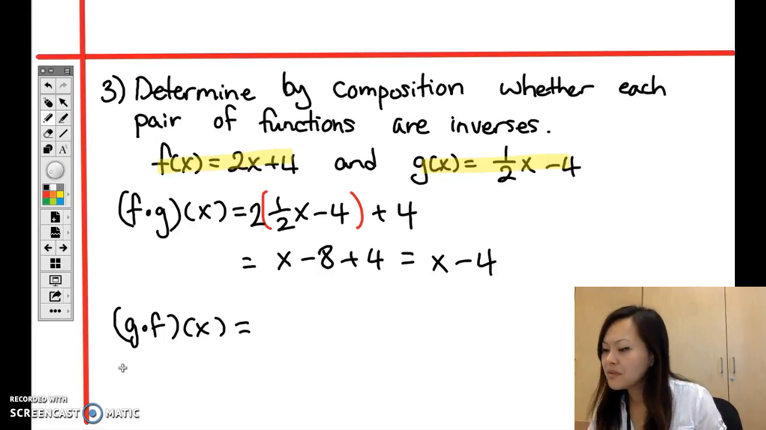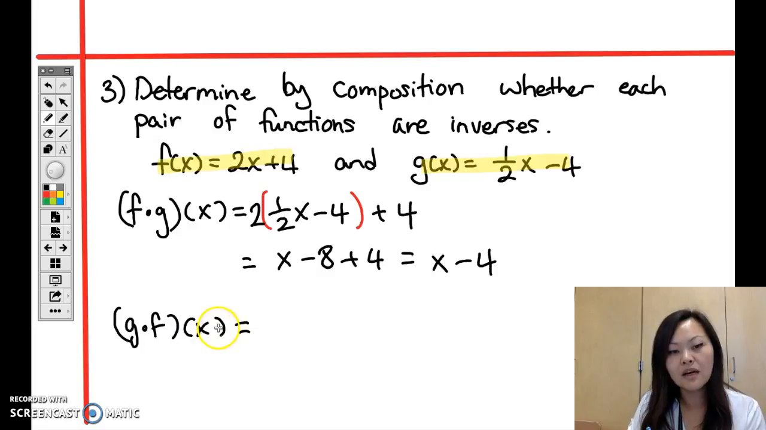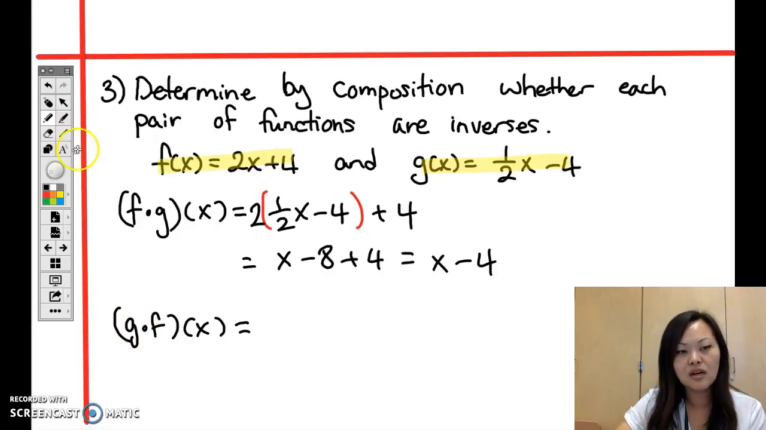I'm looking at the book to make sure. Okay. So we don't even have to do g of f of x because we already found out that the answer for this one is not x. But let's just do it, just to practice how to work on composite functions. First we start off with f of x, which is 2x plus 4. So let's put 2x plus 4 first.